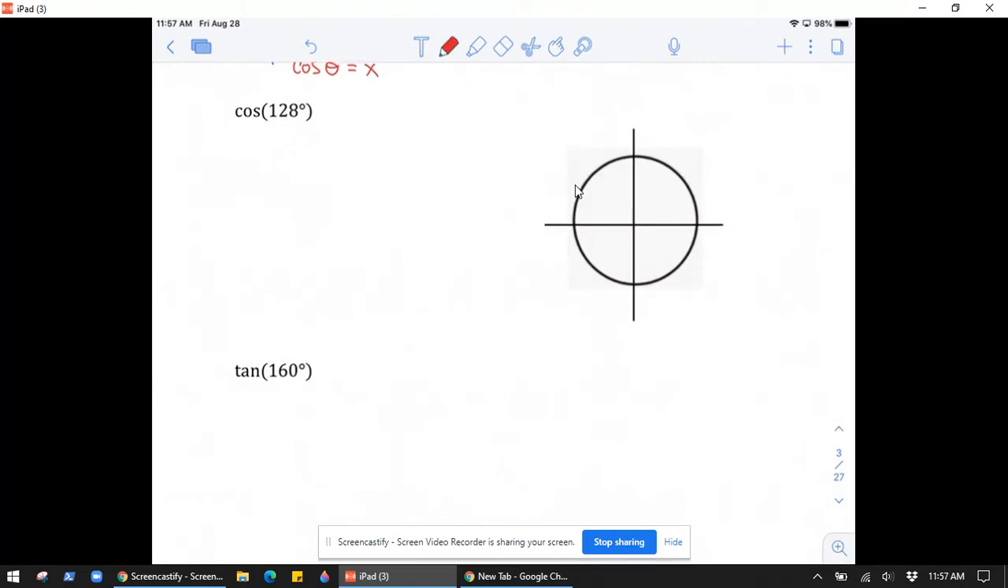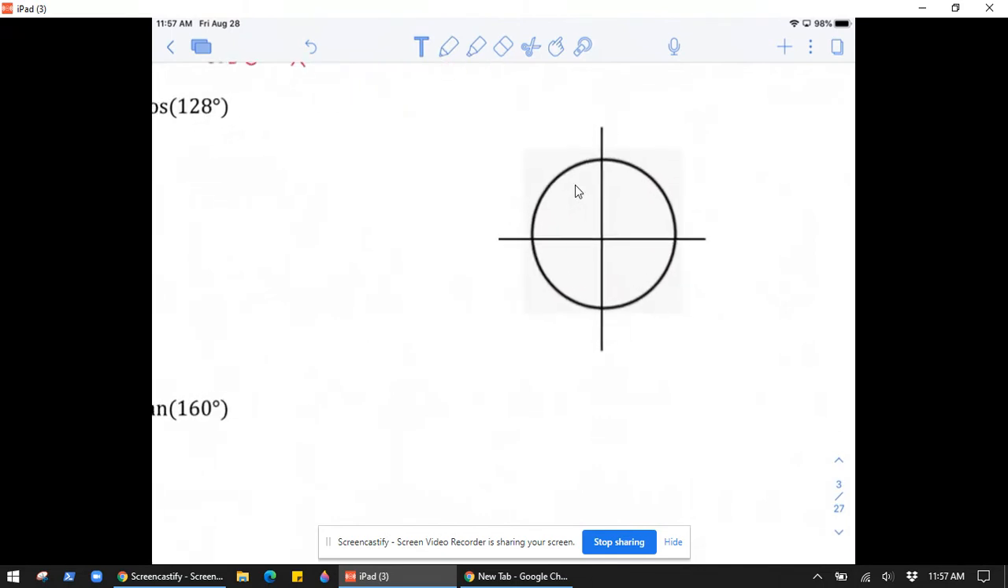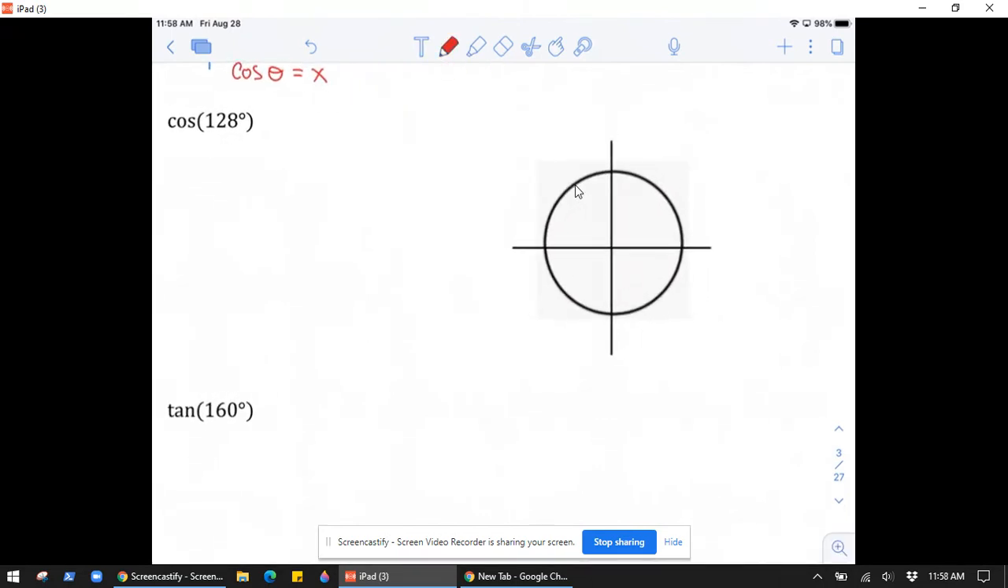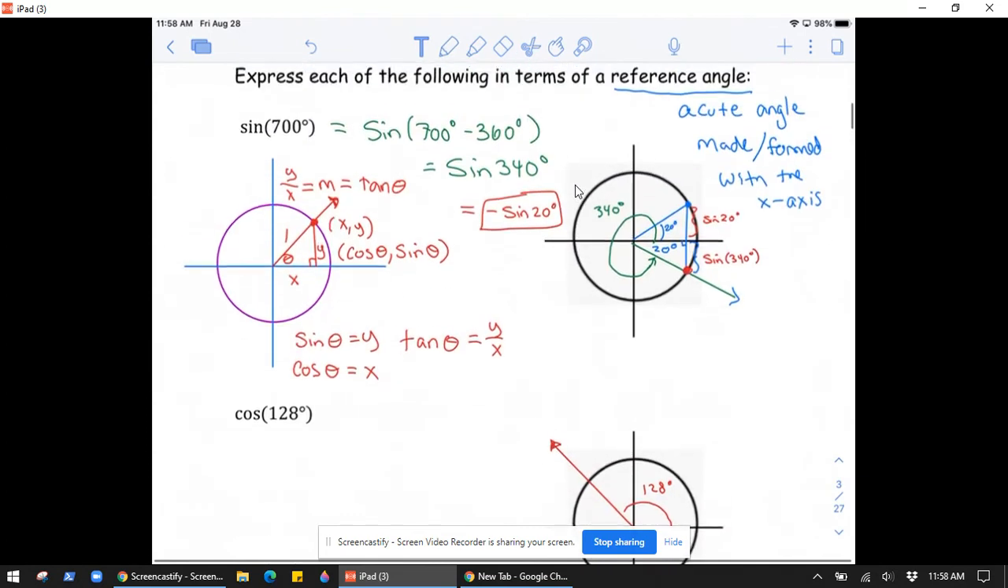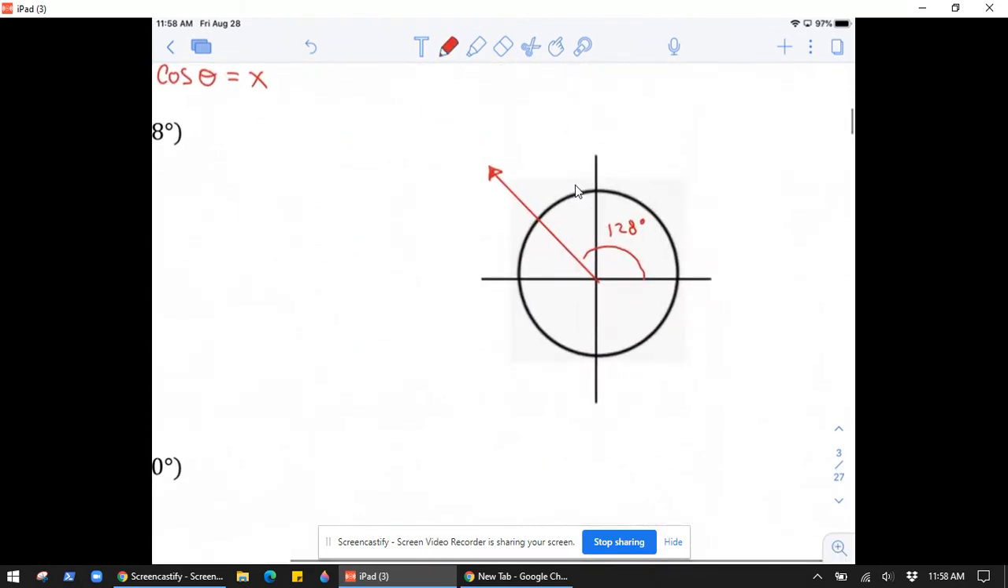So cosine of 128 degrees. Let's rotate 128 here. That brings you shy of 180, so it brings you maybe here, we'll say. That's 128 degrees. So what that means is the reference angle would be this here. Remember, the reference angle is the angle made with the x-axis. So that's this angle right here. This is 180 minus 128, which is 52 degrees.